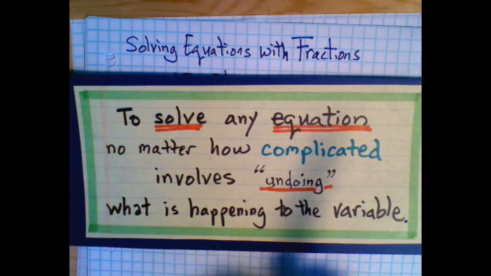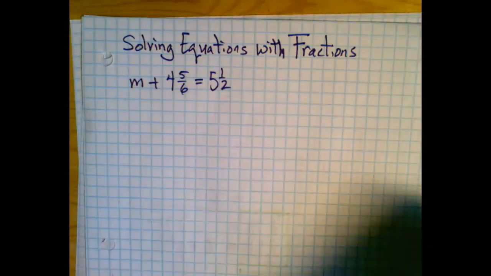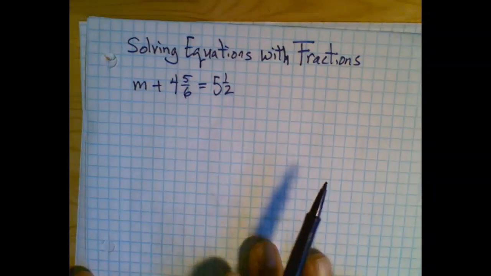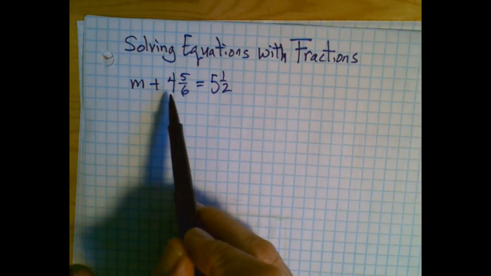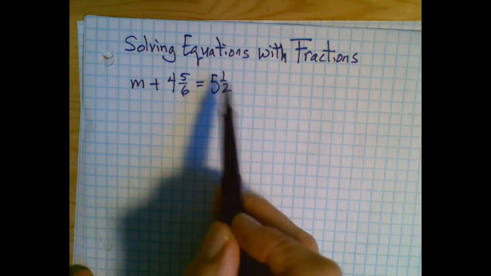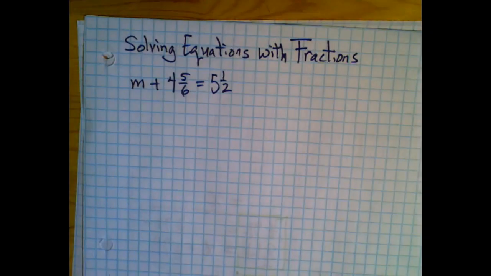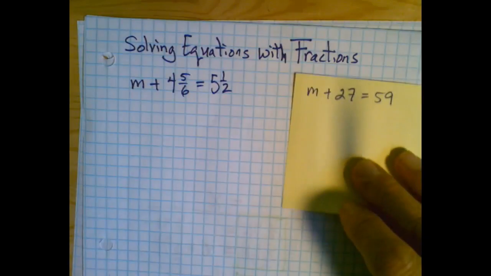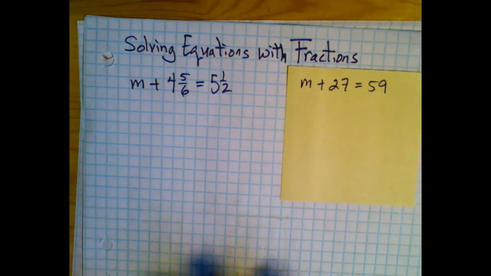We'll be practicing that, starting off with this problem right here. So I have m plus 4 and 5/6 equals 5 1/2. Now let's not be thrown off by the fact that it has fractions, and let's look at something a little more simple for a moment. And remember, the process is going to be the same.